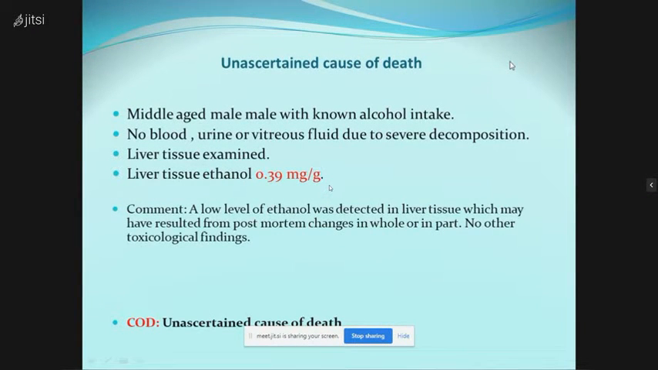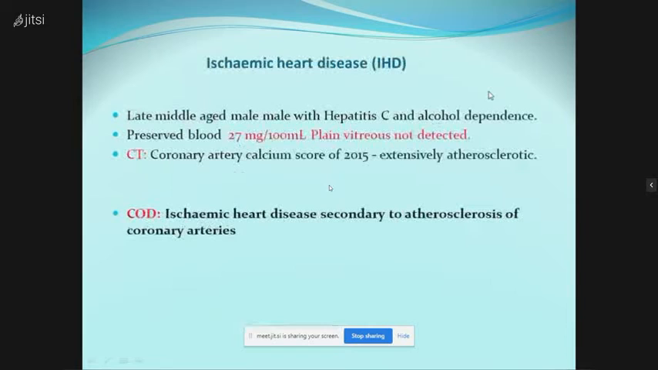Sometimes we don't find the cause of death, and here is a case where a lot of investigations were done and we couldn't find the cause of death, so we call it unascertained cause of death. Ischemic heart disease, heart problem is so common these days, and this is an example of a person who had hepatitis C and was alcohol dependent, and the investigation showed the preserved blood ethanol 27 milligram per 100 ml, and the vitreous fluid was not detected.